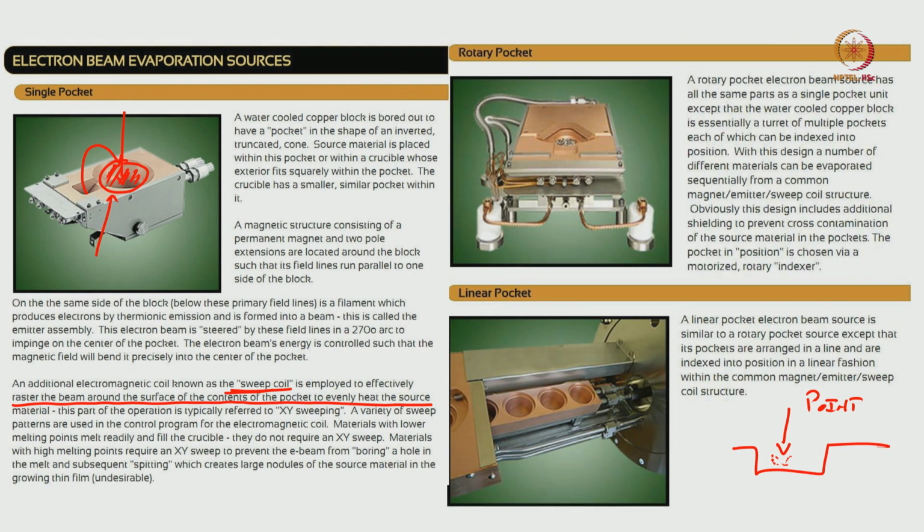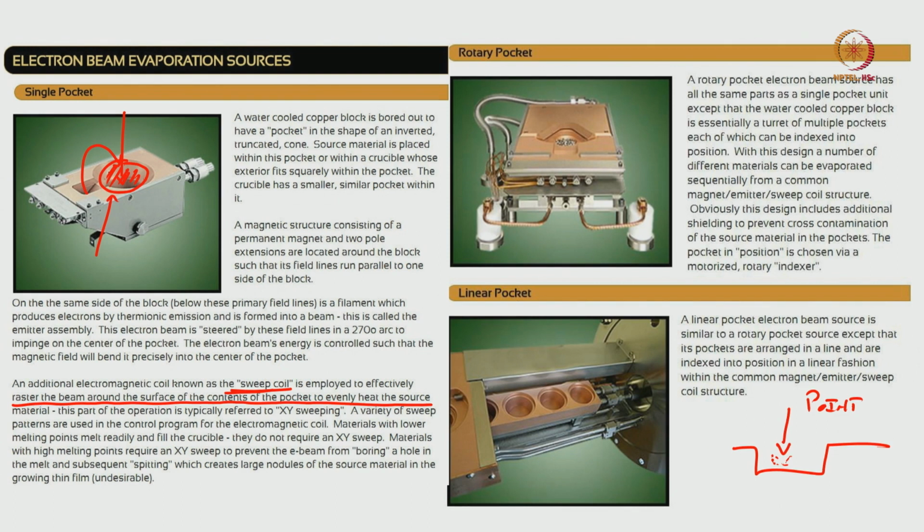So, the sweep coil is employed to effectively use raster scanning, and that will evenly hit the source, which is a part of the operation and typically referred to as XY sweeping. As I told you, there are different kinds of sweeping methods, and we can use a control program for the electromagnetic coil. Materials with lower melting points melt readily and fill the crucible, and they do not require XY sweep. So, for example, if I deposit aluminum with EB evaporation, I do not require XY sweep, but a material with a higher melting point requires XY sweep.